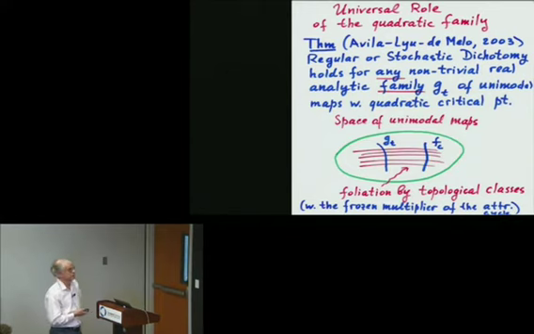So anyway, the theorem that we proved in those days was that this regular stochastic dichotomy is still true for any non-trivial real analytic family of unimodal maps. Unimodal means just maps with one extremum, which look like this parabola, but not quadratic, just with the same shape. And non-trivial means just that the combinatorics of the maps changes in some way, that it is not the boring family in which all the maps are conjugate.